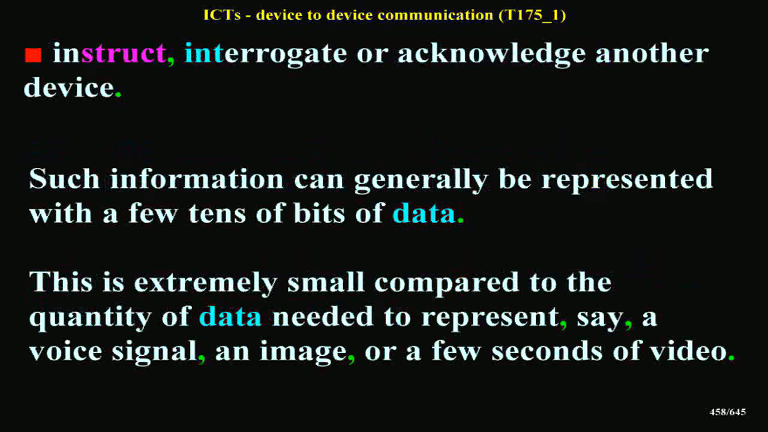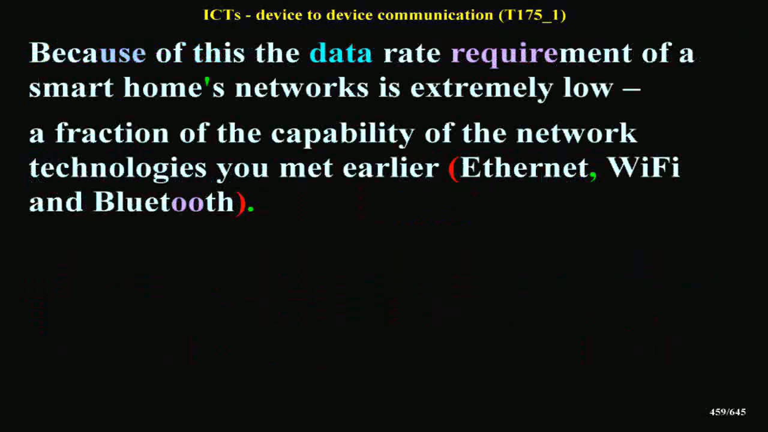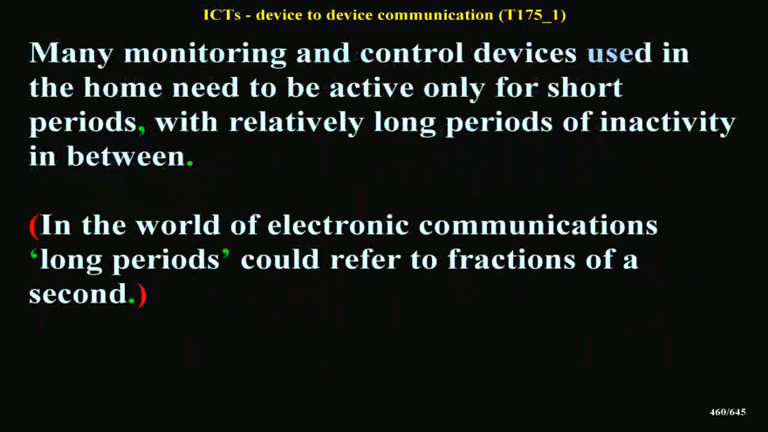This is extremely small compared to the quantity of data needed to represent, say, a voice signal, an image, or a few seconds of video. Because of this, the data rate requirement of a smart home's networks is extremely low, a fraction of the capability of the network technologies you met earlier: Ethernet, Wi-Fi and Bluetooth.